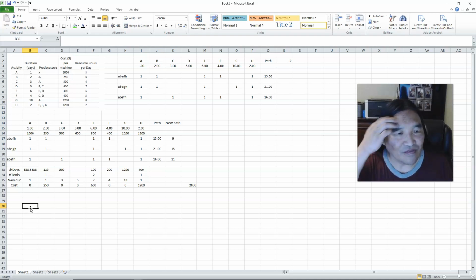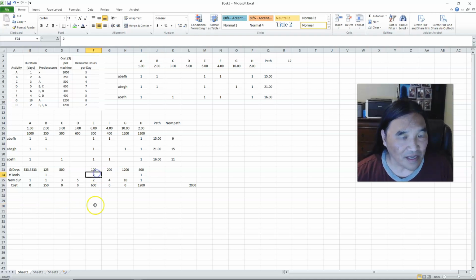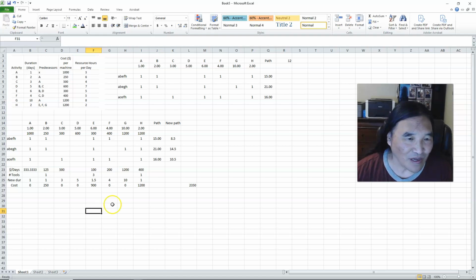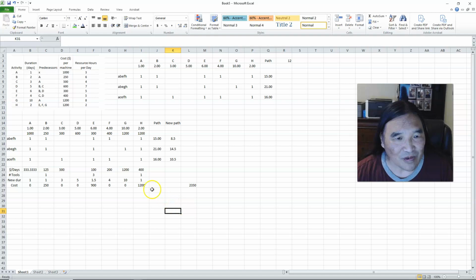How do I get the number of days down? What it comes down to is, this is where you're going to start becoming inefficient. So a third gets me to 14 and a half. I pick up a half day, but it only costs me $100, so $200. What else do I have? The problem with G is G will get me there, but that's $1,200.